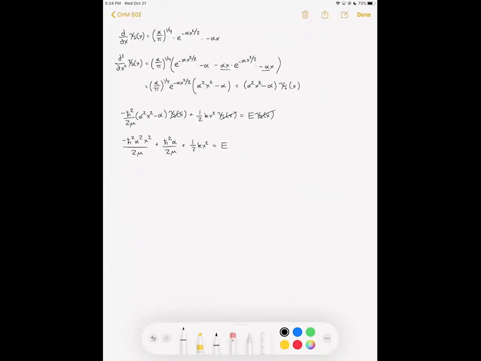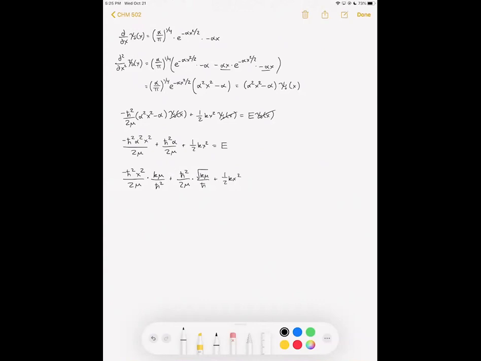All right, so in this first term, we'll have minus h bar squared x squared over 2 mu, and then we'll have an alpha squared. And remember, alpha is the square root of k mu over h bar. So alpha squared is going to be k mu over h bar squared. And then we'll have h bar squared over 2 mu times the square root of k mu over h bar. And then we have plus 1/2 kx squared.